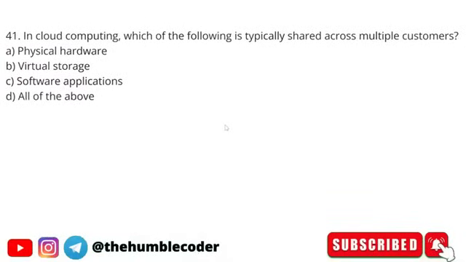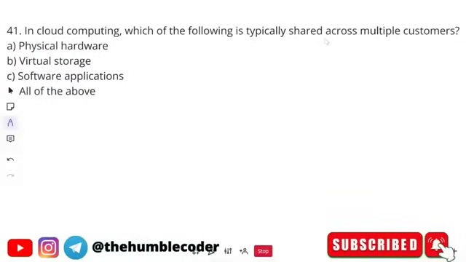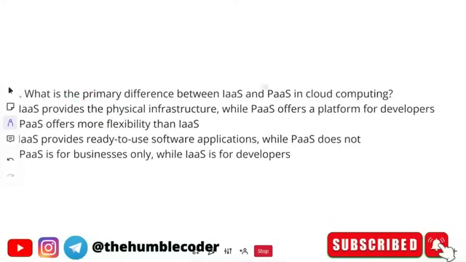In cloud computing, which of the following is typically shared across multiple customers? Okay, let's see the options that we have. Physical hardware, virtual storage, software applications, or all of the above. See, obviously, in cloud computing, what is happening is multiple customers share all the things. Like they share hardware also, they share virtual storage also, software applications. That is why we are going to select option D as the correct answer. Moving on to the next question now.